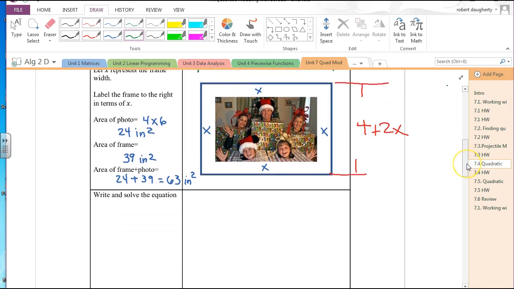So I'm going to know that the area of the photo plus the frame is equal to 24 plus 39. Okay, the area of the photo plus the frame is 24 plus 39. Yes, Jack?